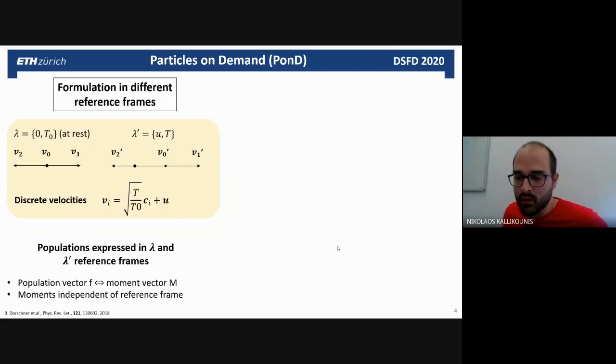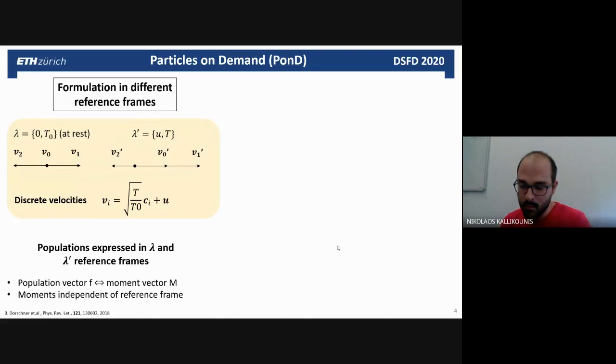The construction of the particle velocities is based on the assumption that they are given with respect to a global reference frame at rest. The particles on demand method, however, abandons these constraints, and each point in space uses its own reference frame, characterized by the flow velocity and the temperature, and the discrete velocities are scaled and translated accordingly. The populations in different reference frames can be related based on the fact that the populations are equivalent to moments, and that the moments should be independent of the reference frame.